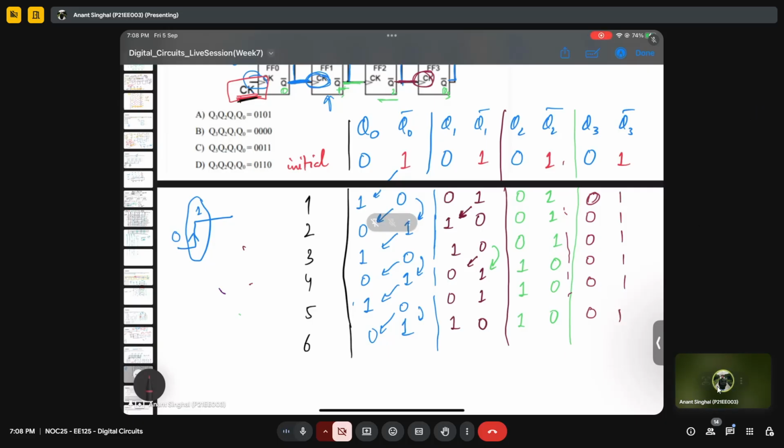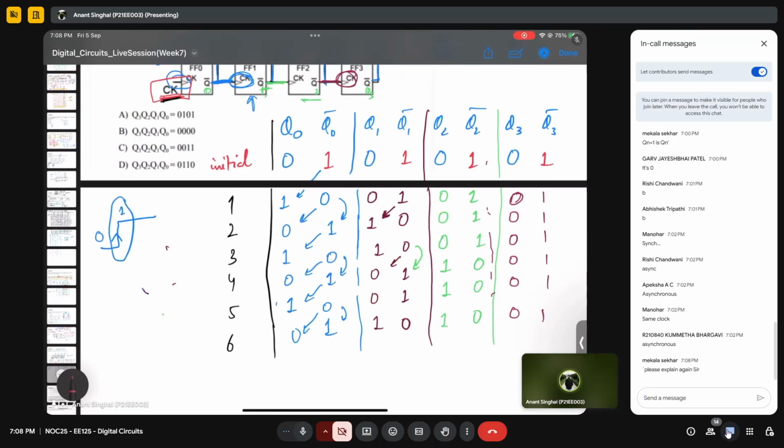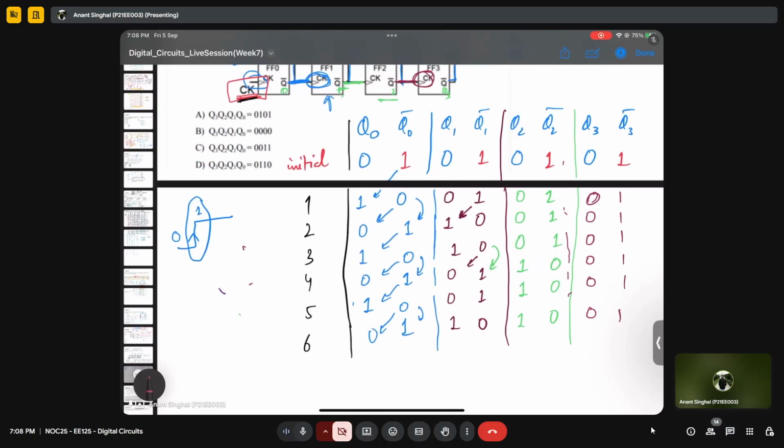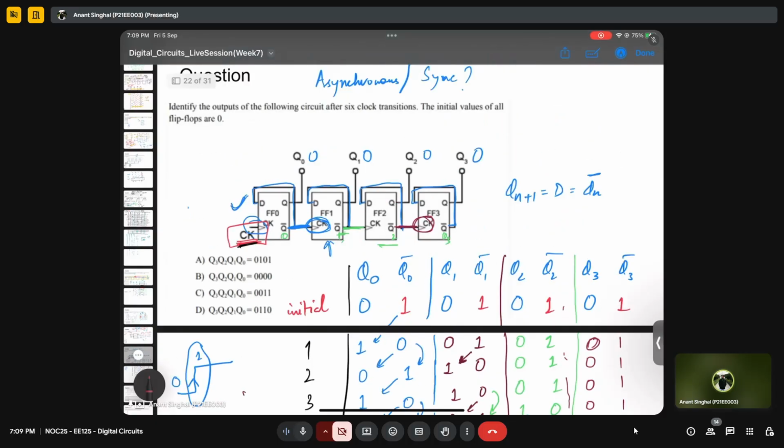Please explain again. Okay, so what part did you not understand? Can you please let me know? Hello? Can you explain the Q bar connected to the other flip flop? It's not clear. I can't see the question. Okay.